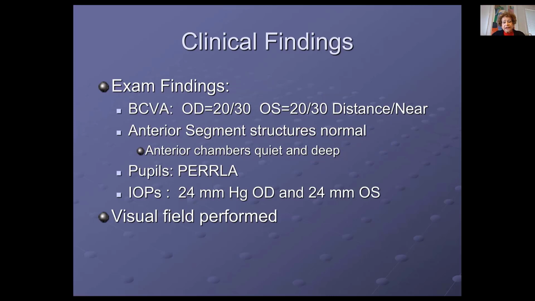These are our clinical findings. She didn't have 20/20 vision. She had 20/30 vision, both at distance and near, which is why she was complaining. She had normal anterior segment structures. Her angles looked normal. She had normal pupils, but her IOPs were elevated.